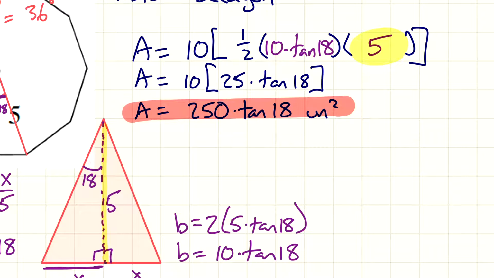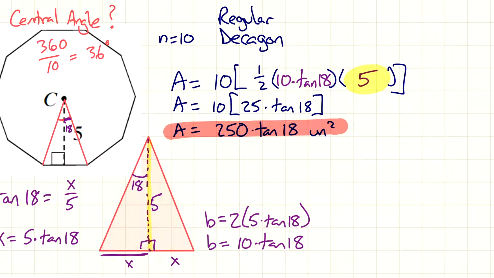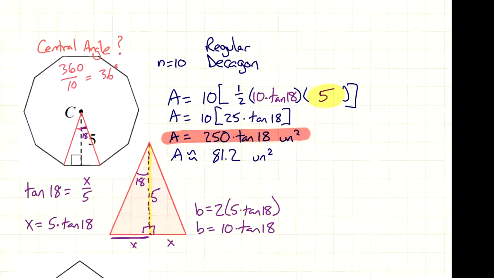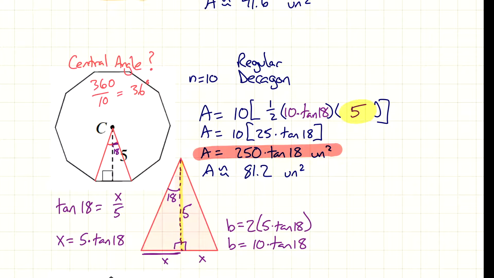Now, if we put that into a calculator, it's going to give us a decimal answer. I believe this one is 81.2 units squared. Let me just double check that real quick. 250 times tangent of 18. Yeah, 81.2.